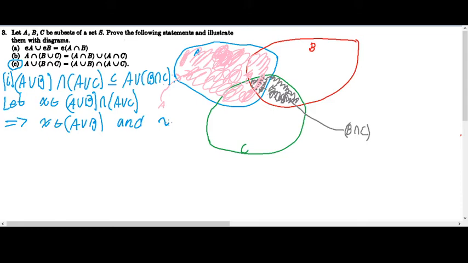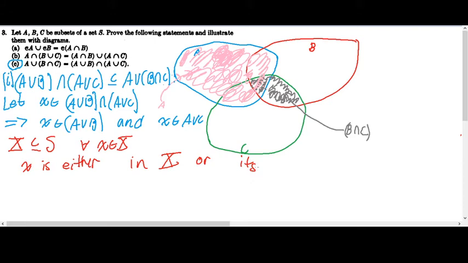Before I go on here, I want to emphasize something about all subsets X of S, where S is the universe. For any element x and any set X, x is either in X, or x is not in X. So, look at what we can do here.